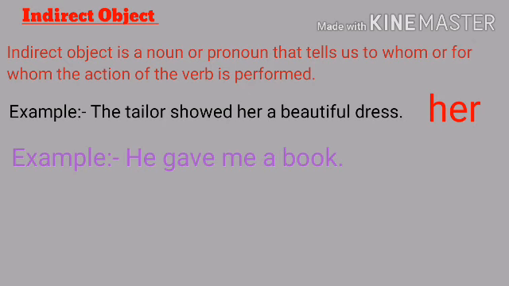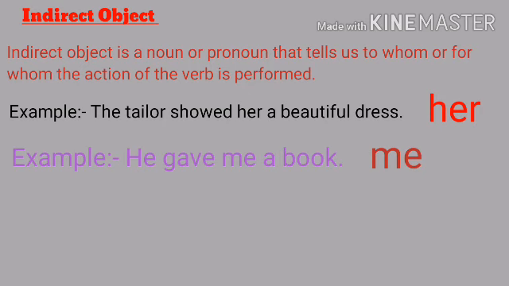Let us see another example. He gave me a book. In this sentence, the word me is the indirect object because it is a pronoun and it tells us about a person for whom the action of the verb is performed.